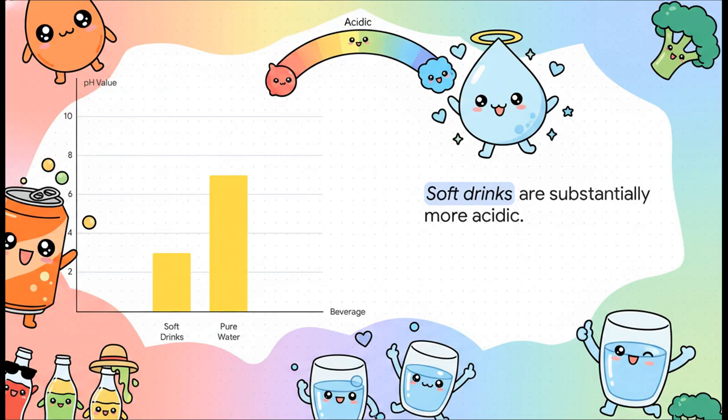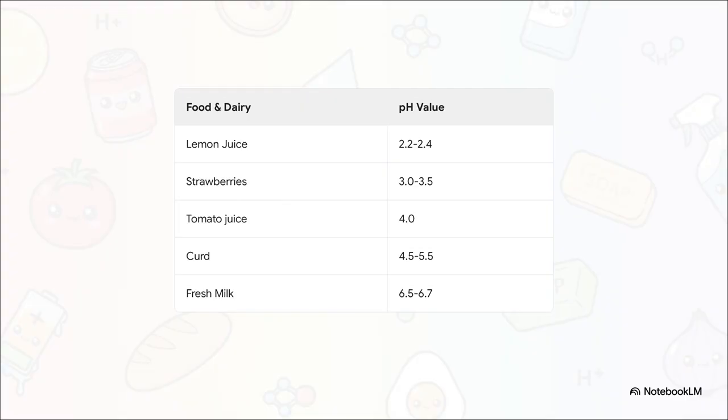Every single time you sip a soda, you're introducing a chemical environment that is substantially more acidic than the water your body naturally craves. And it's not just our drinks, it's our food too. Lemon juice is an acidic 2.2 to 2.4. Strawberries and tomato juice also sit quite low on the scale.